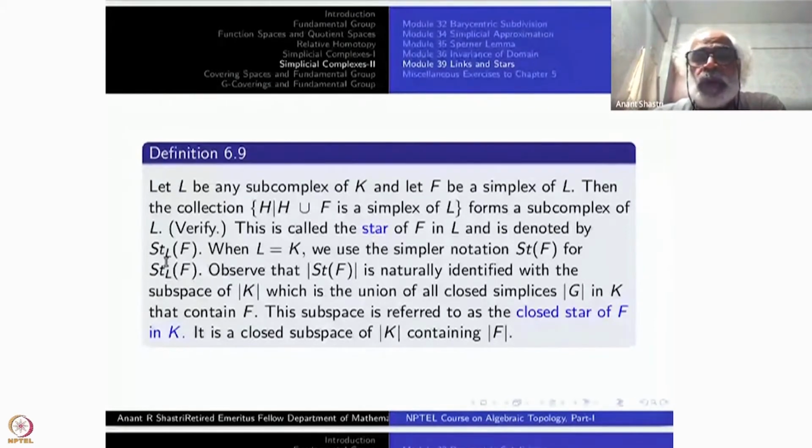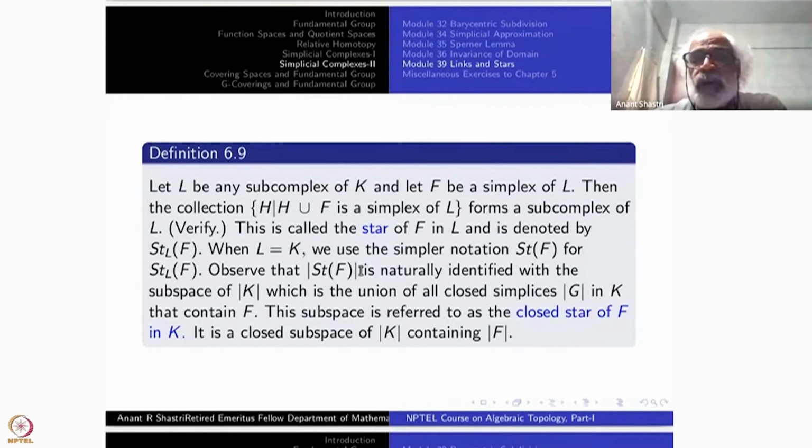Okay. In particular, if L is the whole of K, then we can take St with suffix K, or you can just drop it. Because the ambient simplicial complex K is fixed, there may not be any need to write it. The star of F, if you take various different subcomplexes, that will be different because then only those things which are inside that subcomplex are taken. That's all.